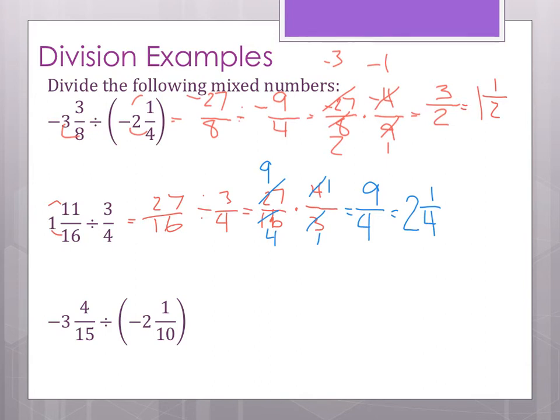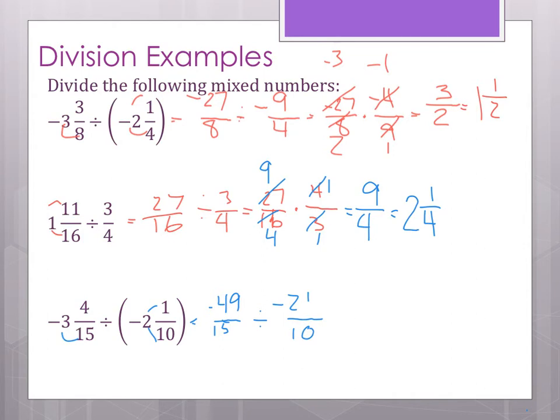Lastly, negative 3 and 4/15 divided by negative 2 and 1/10. We'll have to convert both of those. It starts as negative, so the first fraction will also be negative. 3 times 15 is 45, plus 4 is 49, over the original denominator of 15, divided by another negative fraction. 2 times 10 is 20, plus 1 is 21, so that's 21 over 10, negative 21 over 10.